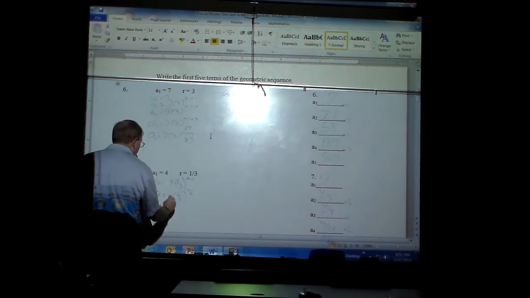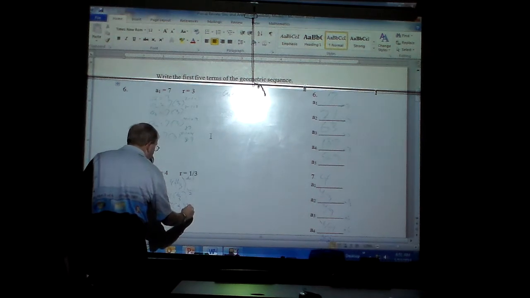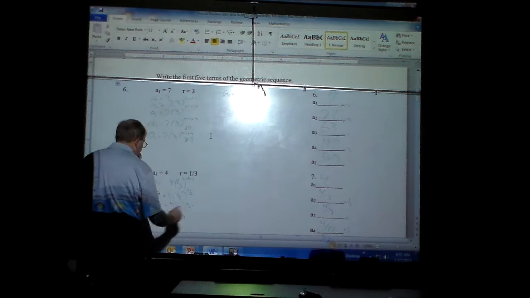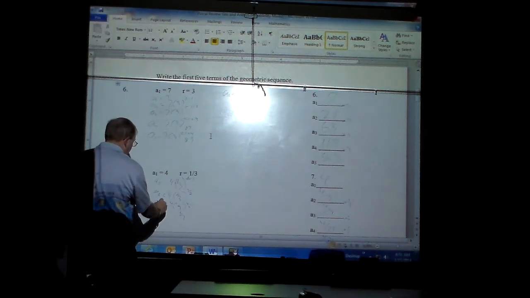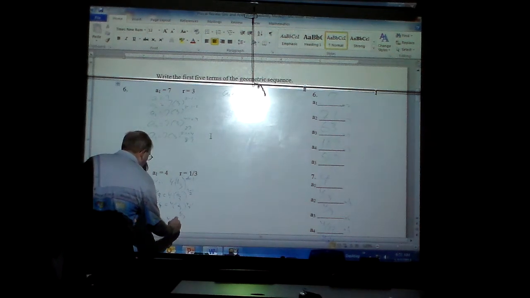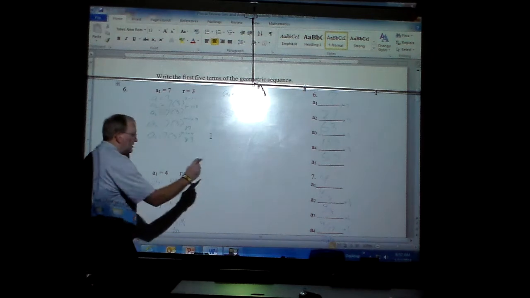This one will be 4 times the 1/3, basically to the 4 minus 1, which is the third power, which would be 1/27. 4/27. That was a sub 4. This one would be a sub 3. That was a sub 2, 3, 4. And this would be a sub 5. 4 times 1/3, basically to the 5 minus 1 or 4th power, is the same as 1/81, and hence the 4/81.